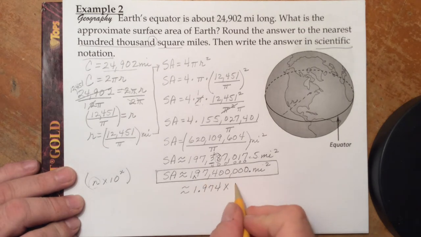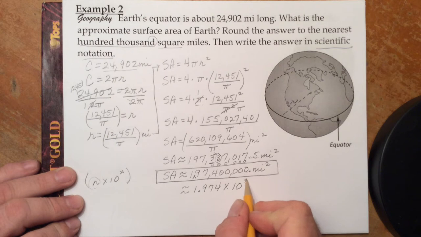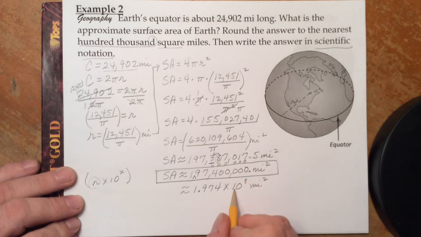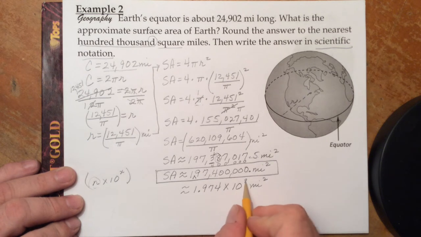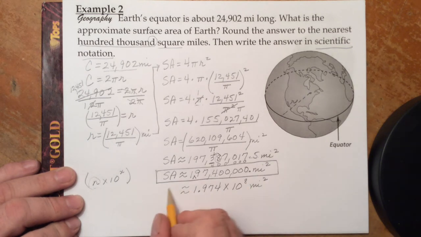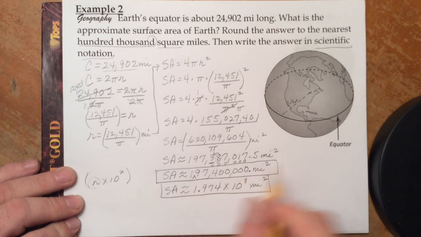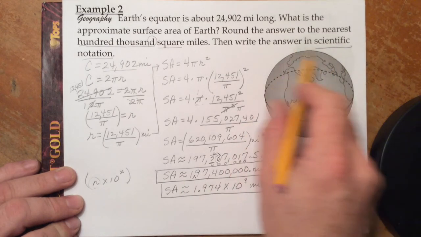So this is times 10 to the positive 8th power square miles. Don't forget your times 10 to the 8th, not just times 8. So this is the Earth's surface area in scientific notation.